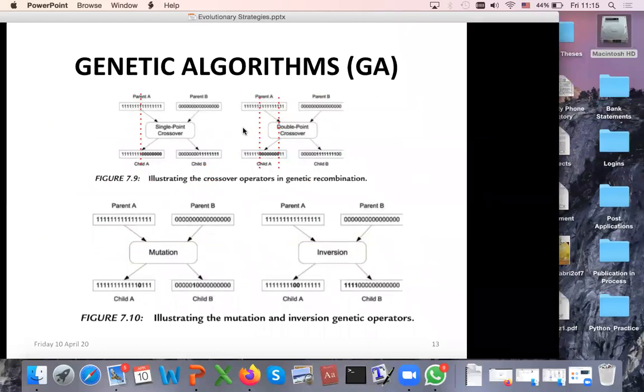Okay, let's move on. This is the slide which is giving you clarity about the different operators that we have. For example, this one is about the crossover, this is about the mutation, and this is about the inversion. So I can make my annotation tool active so that I can highlight things here. Okay, so this is the crossover operation, and on the left hand side you are seeing single point crossover. So I can make it a little bit bigger so that you can see this.